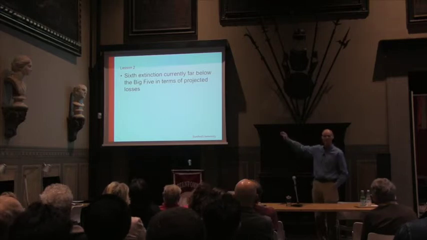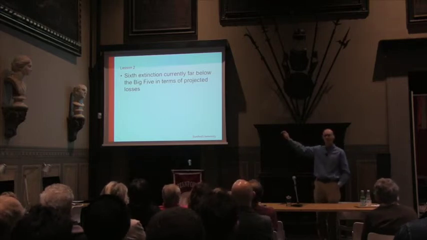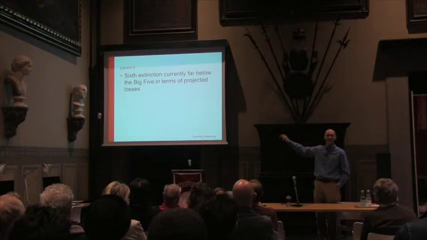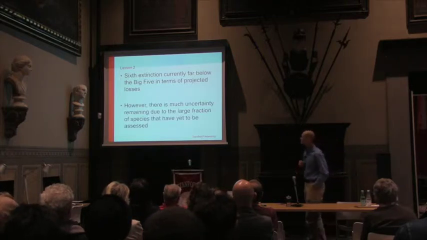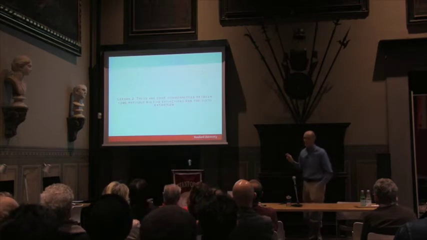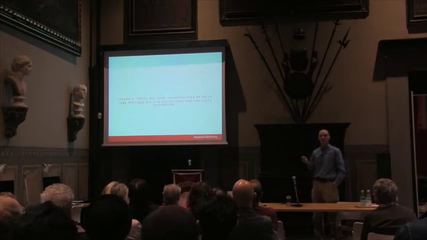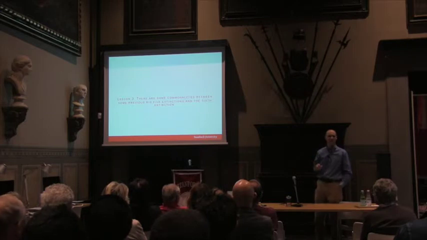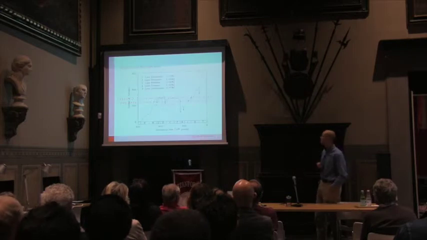We're currently very far below the big 5, right? We're not the sixth extinction yet. There's a chance we could get there. Hopefully, we won't. Okay, and the big uncertainty there is assessment, that we still have major diverse groups of animals that are poorly assessed.